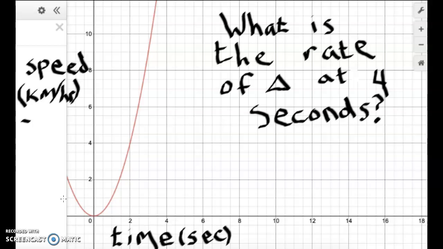A parabola and an exponential function would be a more accurate representation of acceleration. But because we're familiar with this function, I decided to use this. But what if we wanted to find out what the speed is at 4 seconds? What the change in speed is at exactly 4 seconds?